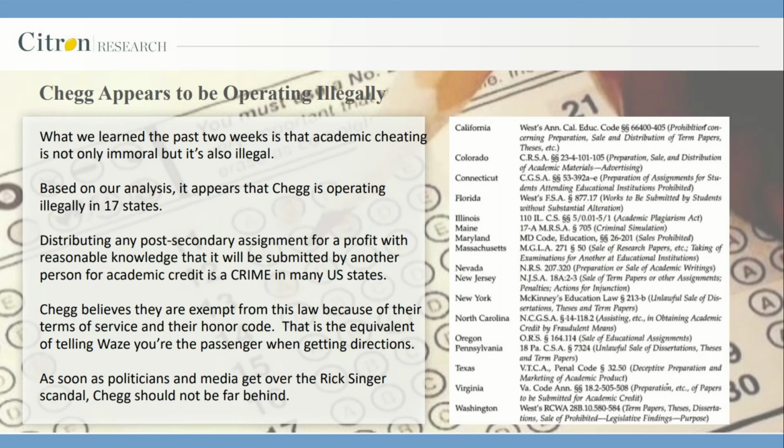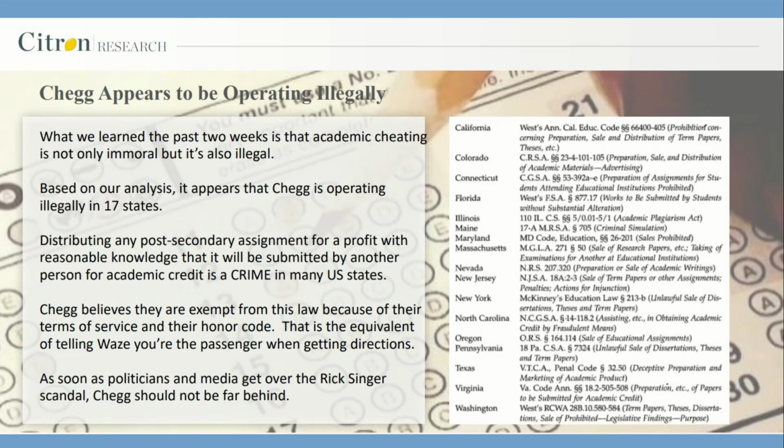A number of states, including Washington and Oregon, now have legislation criminalizing things like selling papers, selling dissertations, posting academic work for sale, things like that. But it's a hard target to nail down. But these things are out there.